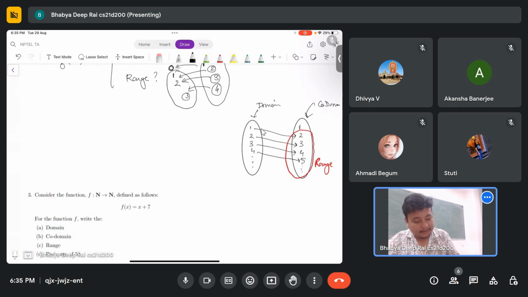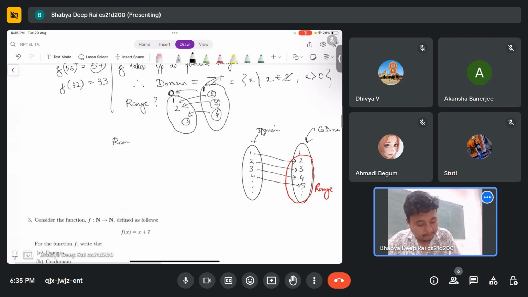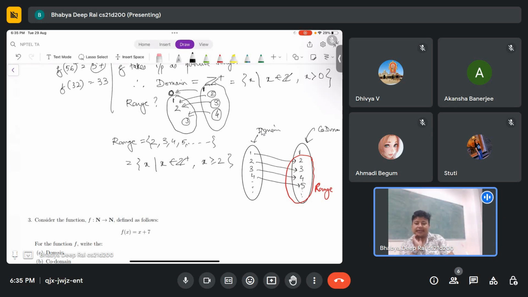So the range equals 2, 3, 4, 5 and so on, which is nothing but all the x such that x is a positive integer and x is greater than or equal to 2. This is my range. I hope it is clear.